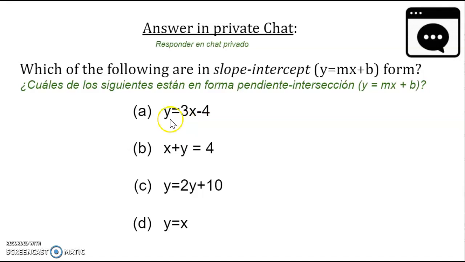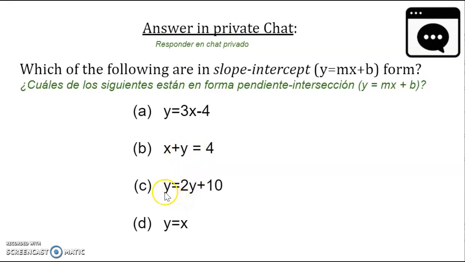Well, the correct answer is A, y is equal to 3x minus 4. The x term and the constant, or the number, are on one side, and y is on the left-hand side. So this is definitely y equals mx plus b. What about this one? x and y are on the same side of the equal sign. Okay, so this is actually the standard form.